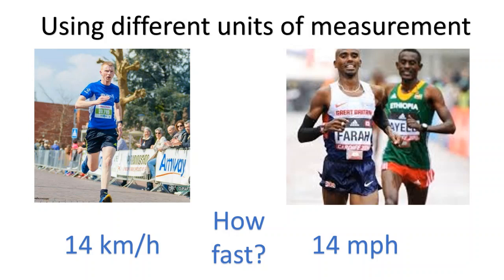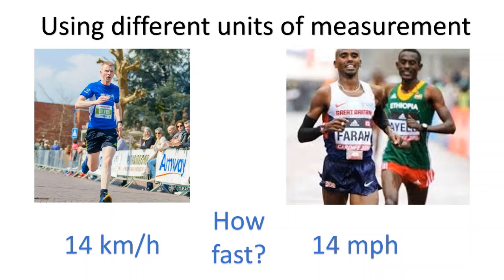One of these people is a double Olympic champion. I'll give you a clue, it's not the guy on the left. If I look at the number, the person on the left is running at 14 kilometres per hour, and the person on the right is running at 14 miles per hour.